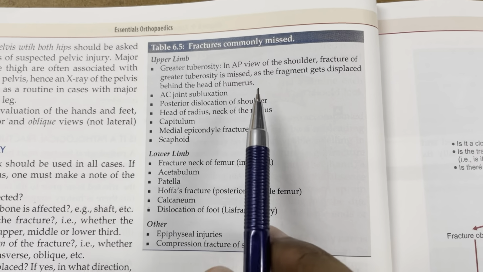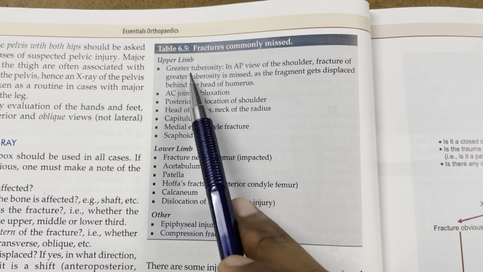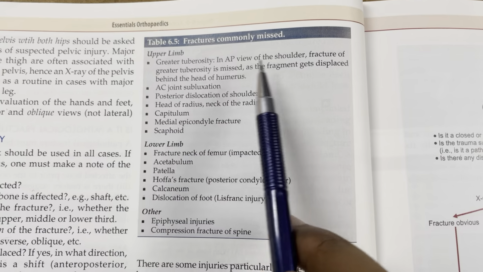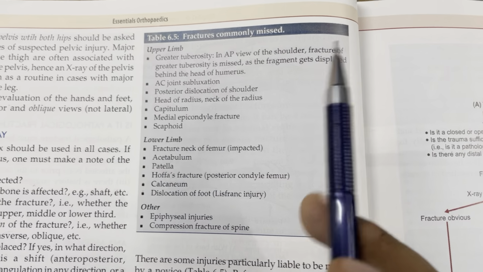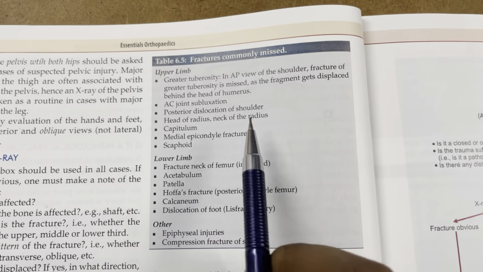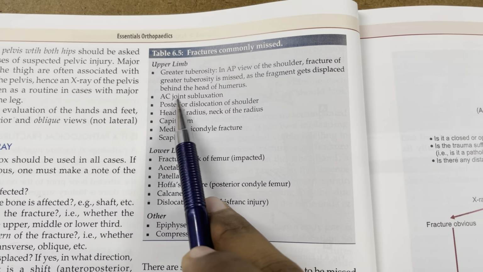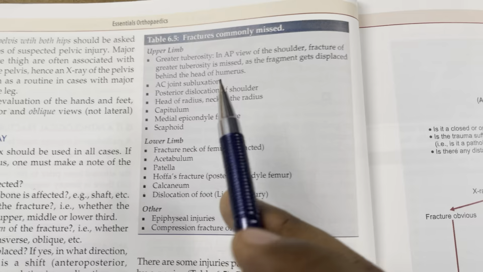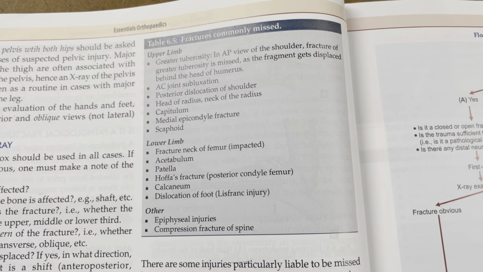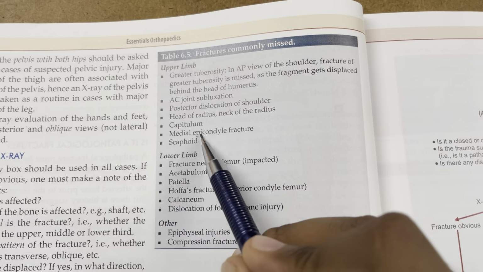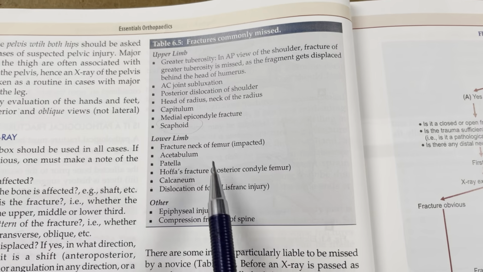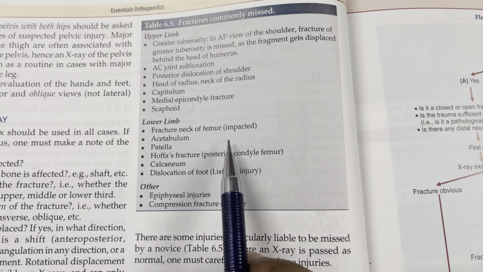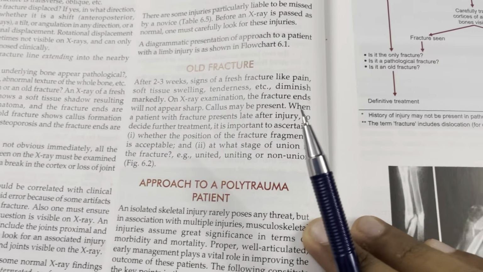So fractures which are commonly missed include greater tuberosity. In the AP view of the shoulder, a fracture of the greater tuberosity is missed as it gets displaced behind the head of the humerus. Then acromioclavicular joint subluxation, so AC joint, greater tuberosity, posterior dislocation of the shoulder. If it goes posteriorly, again you can't see it. And capitulum and scaphoid, so that is why you need an oblique view. Okay, so in the lower limb you have acetabulum, patella, all these things, so just keep them in mind.